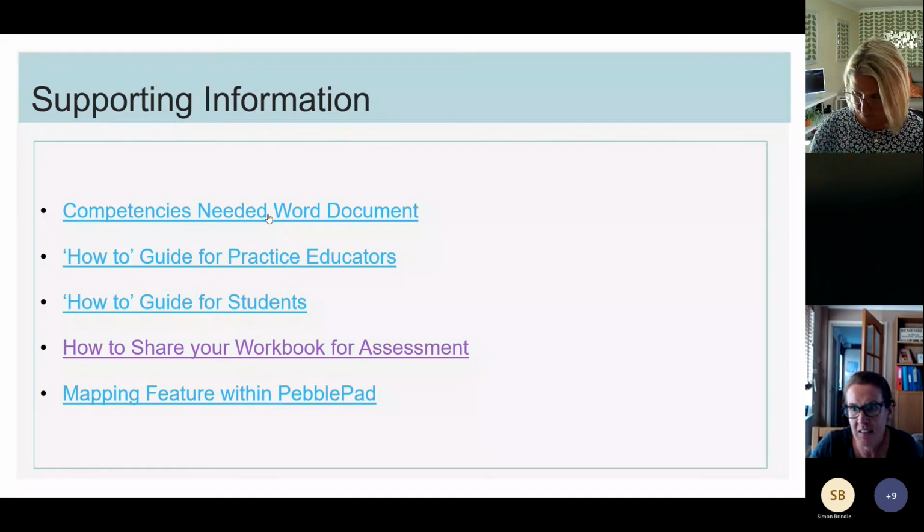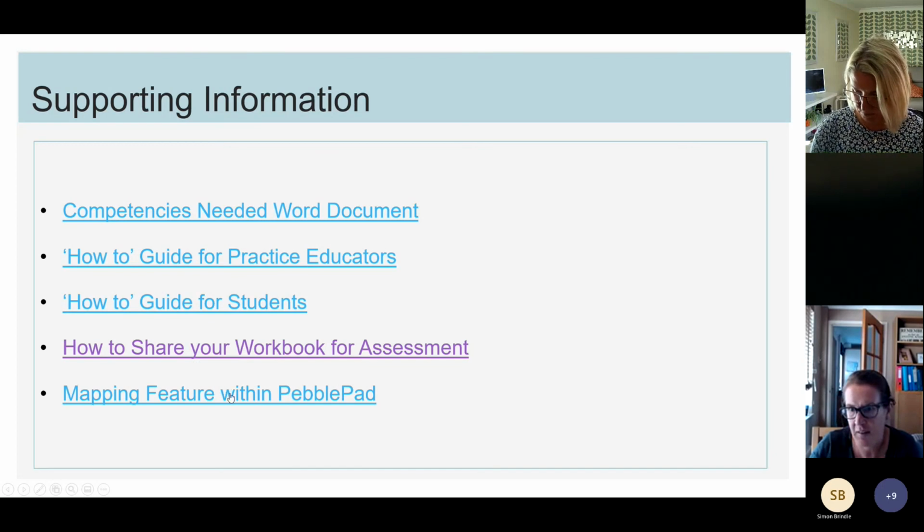So this competencies needed Word document, as I said, their competencies are now listed at the beginning of every module. So it's a quick reference guide again, but this is a Word document that, as a CTE, you could just click on and then you would get that, and then you could download that. And again, there are some how-to guides for students, how to share, again, the workbooks and mapping features.